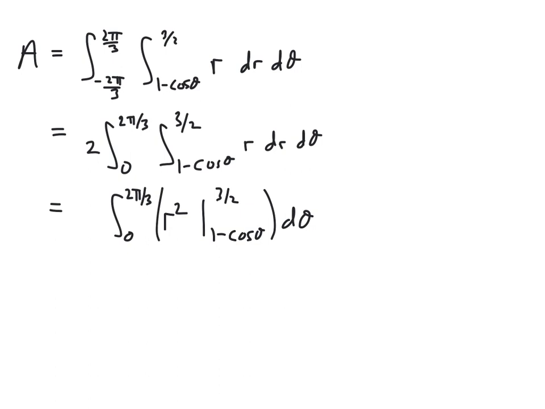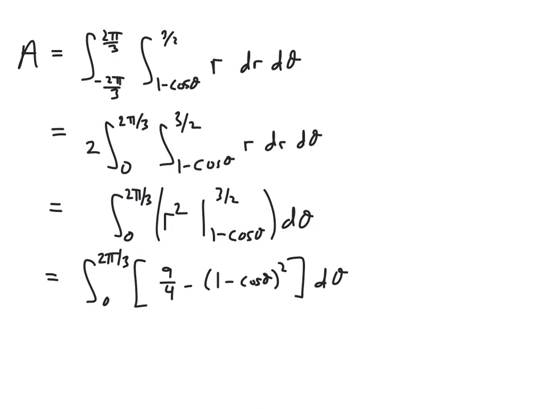So we have this integral here, the integral from 0 to 2 pi over 3 of 9/4 minus the quantity 1 minus cosine theta squared, d theta. We can expand this out and get 9/4 minus 1 plus 2 cosine theta minus cosine squared theta.